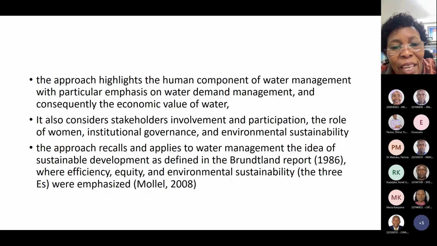Well, the IWRM again speaks to governance as a definition because it involves the stakeholders and the three E's that we talked about: efficiency, equity, and environmental sustainability, which are also the components of good governance.